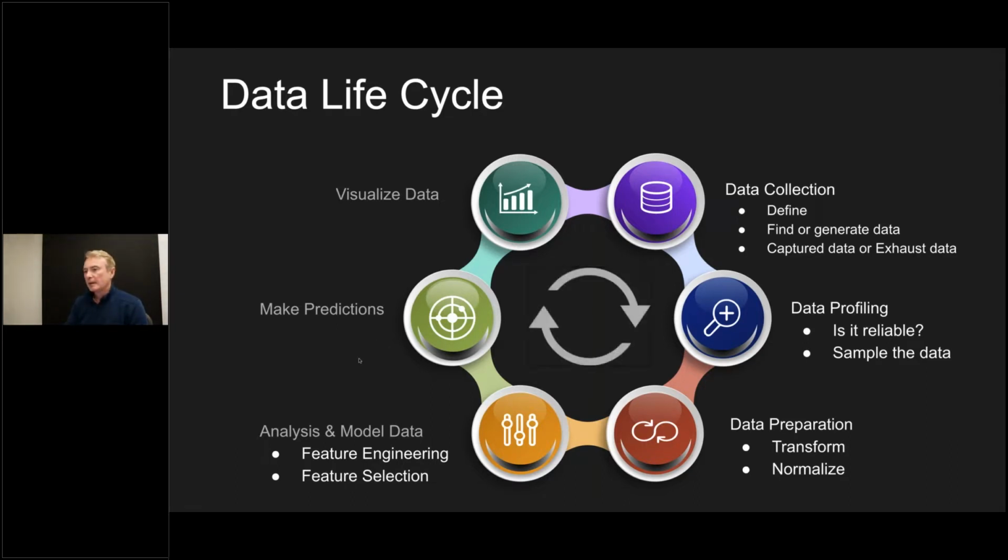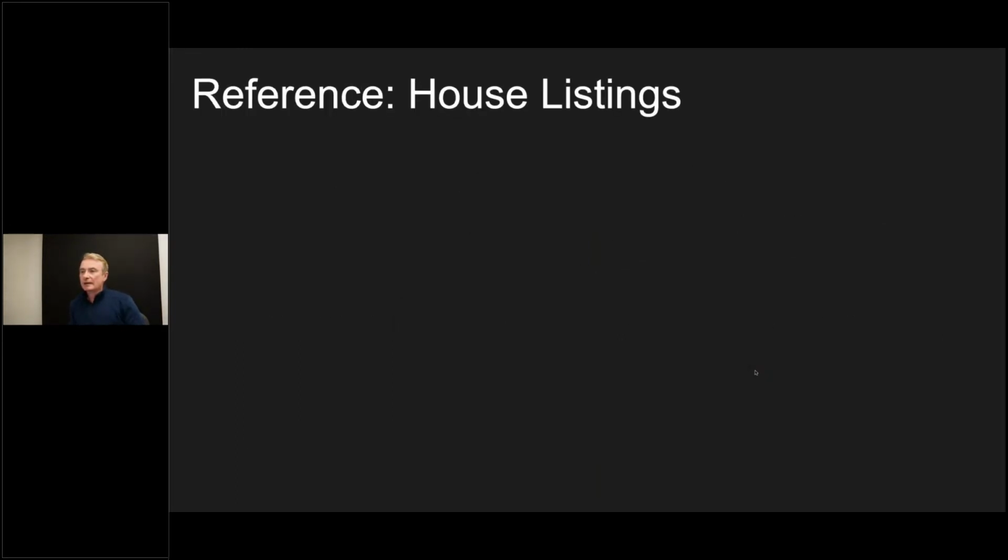And again, this is kind of like a positive feedback loop here, or maybe it's not positive, but it's definitely a feedback loop. So when you make predictions, now this becomes part of your data collection, because now that's new data that you can define and profile: are the predictions reliable, are they any good, do I need to transform the predictions and stuff like that. So it all feeds back into it.